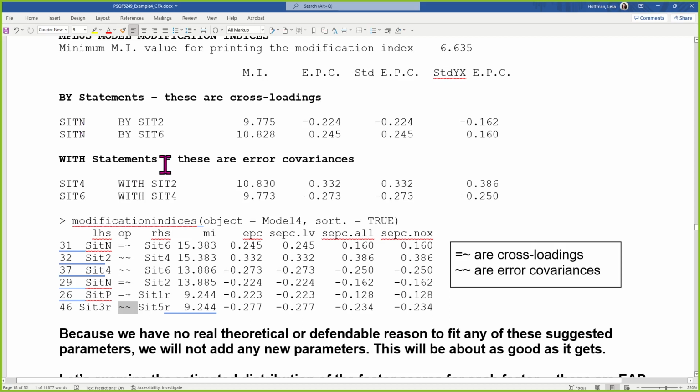So by statements are cross-loadings. That means, I know that you said that item 2 loads on the positive factor, but really it wants to load on the negative also. And if I add it onto the other one, this is how much your chi-square would improve, and this would be your new loading. And also item 6, I know you put it on the positive factor, but I think it could go negative also. Your chi-square will go down by 10, and the loading would be 0.16.